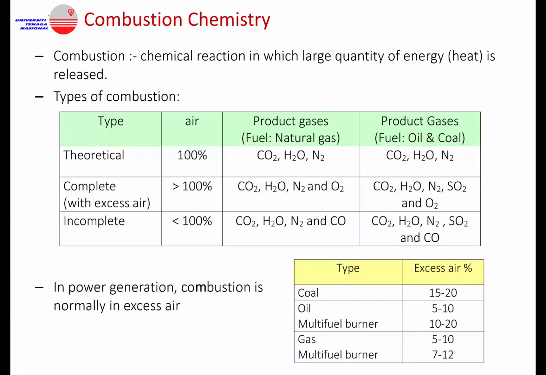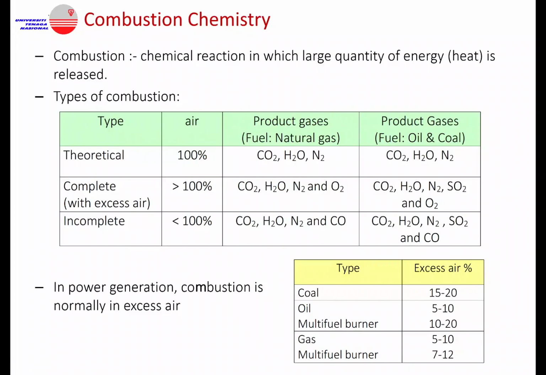So we know that combustion is a chemical reaction, okay, in which large quantity of energy, in this case heat, is being released. After all, this is the reason that we have combustion. We want the energy, right? We want to utilize the energy, convert into different forms of energy. At the end of the day, what we want is the electricity. So in terms of combustion, we can classify combustion into three: theoretical combustion, complete combustion with excess air, and the last one is the incomplete combustion.